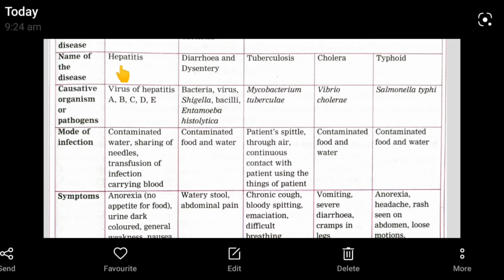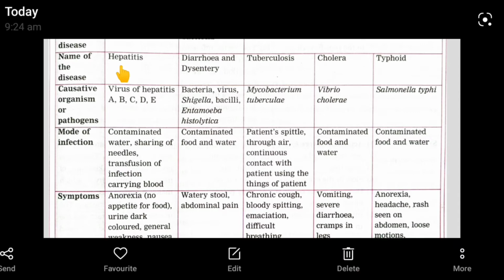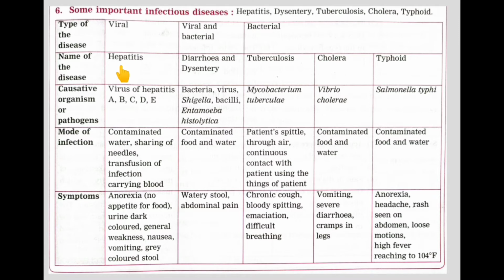So hepatitis is a viral disease. Then another disease we will see, which is viral and bacterial also: diarrhea and dysentery. These diseases are caused by bacteria and viruses, such as Shigella, Bacilli, Entamoeba histolytica, etc. The mode of infection in case of diarrhea and dysentery is contaminated food and water. Symptoms are watery stool, abdominal pain, etc.